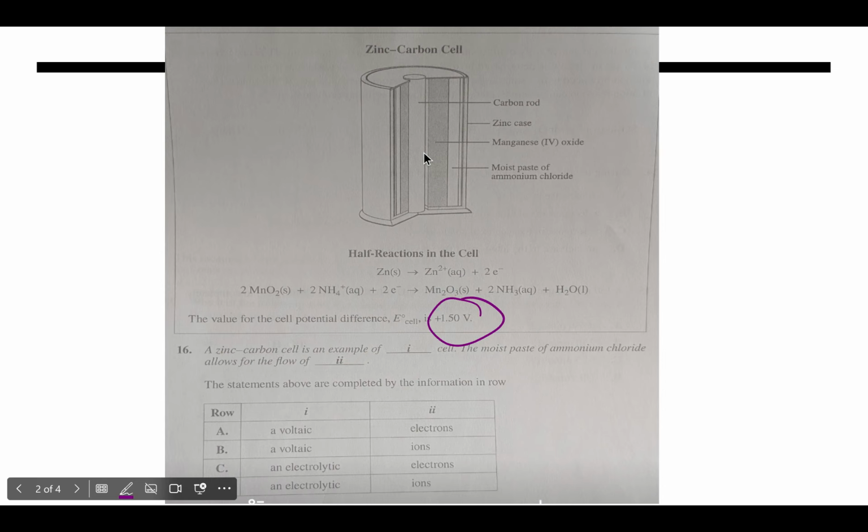We know that based on the cell potential. If your cell potential is positive, it's a spontaneous reaction and you have a voltaic cell. If it was negative, it would have been electrolytic. So we can remove those distractors for C and D.